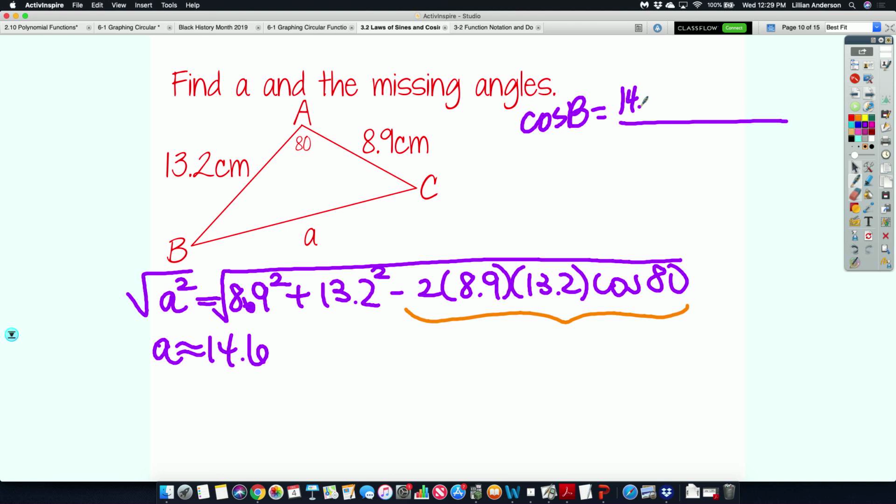So, a squared plus c squared minus b squared, all over 2ac. I forgot the 2 up here.